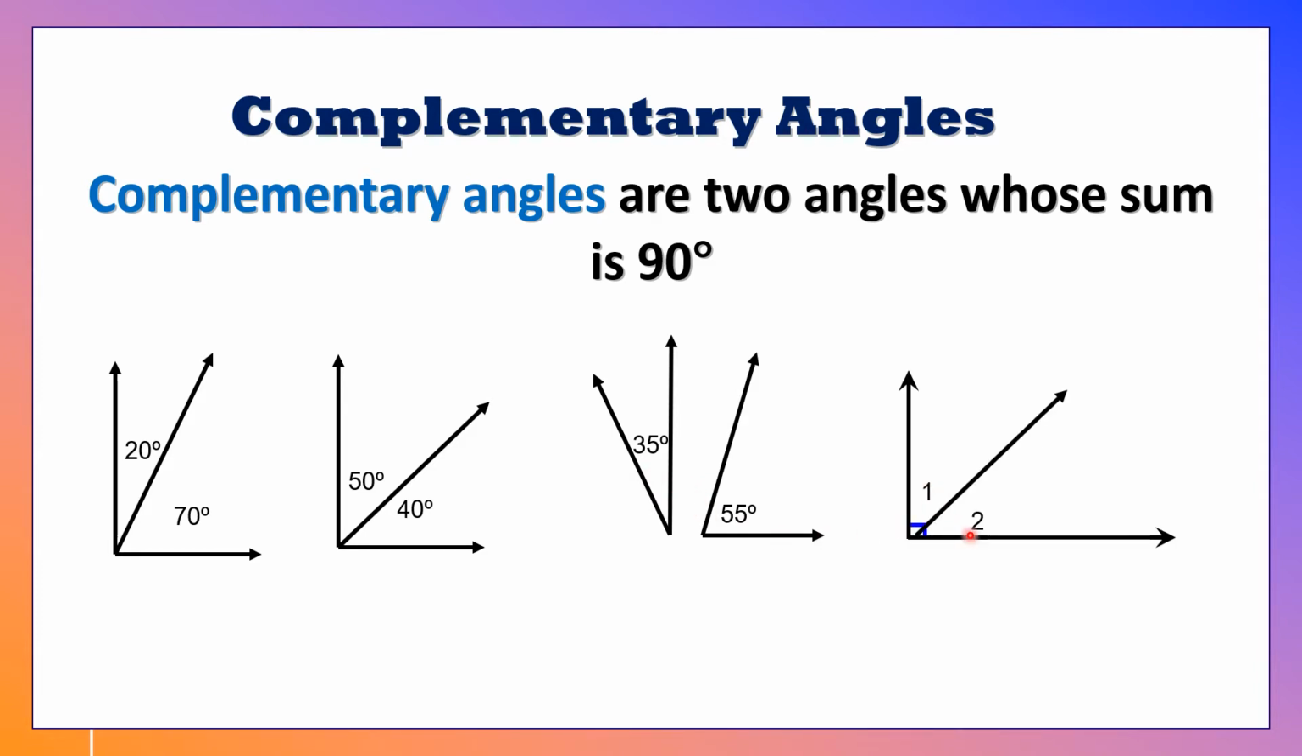Next, we have angle 1 and angle 2, so these are complementary angles. Since meron siyang small square mark, so that means this is a right angle. So pag sinabing right angle, the measure is 90 degrees. So that means angle 1 plus angle 2 is equal to 90 degrees. So that means angle 1 and angle 2 are complementary angles.